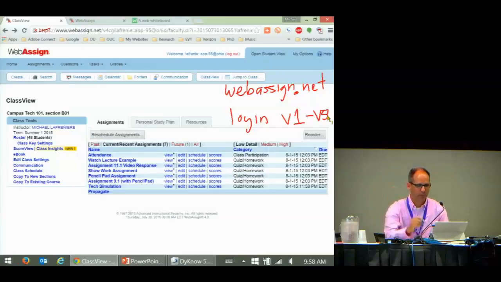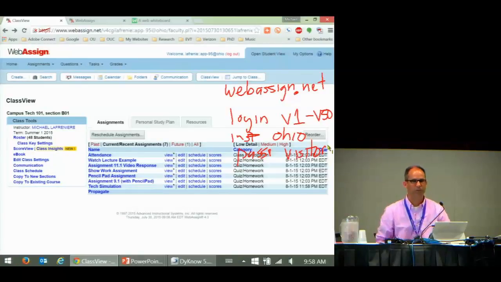But you can pick a number between 1 and 50, and then the institution that you want to log in under would be Ohio. So that's the institution. And then the password is also an algorithm that allows you to go through. So if you pick V1, your password would be visitor1, all lowercase. If you pick V50, it would be visitor50. If you pick V33, it would be visitor33.